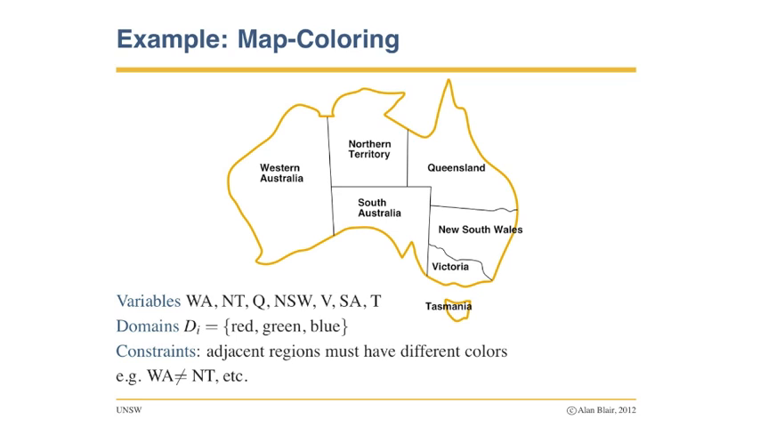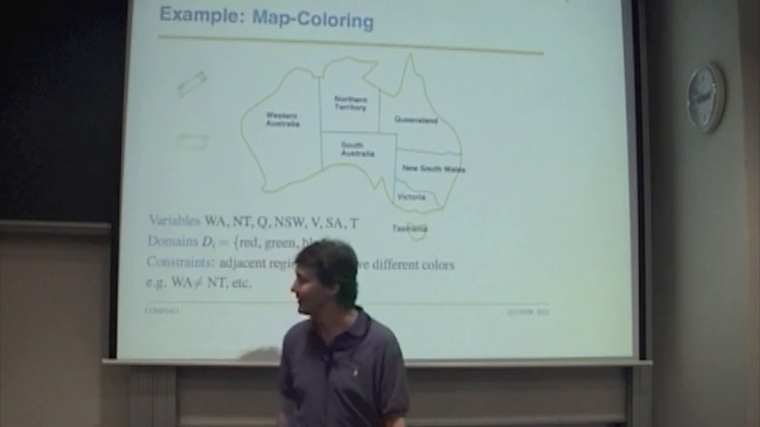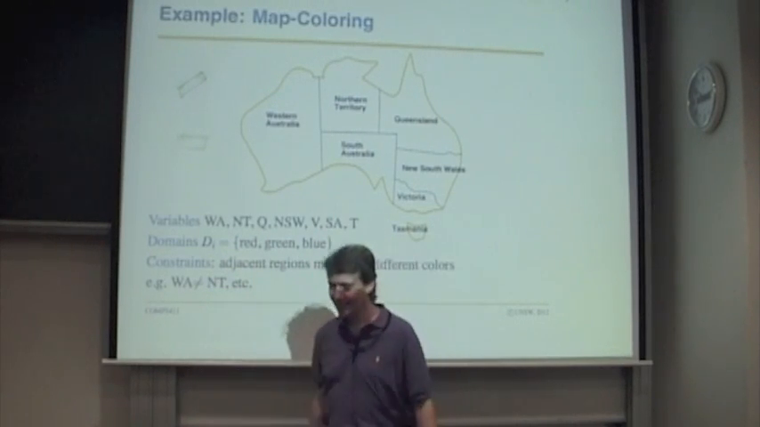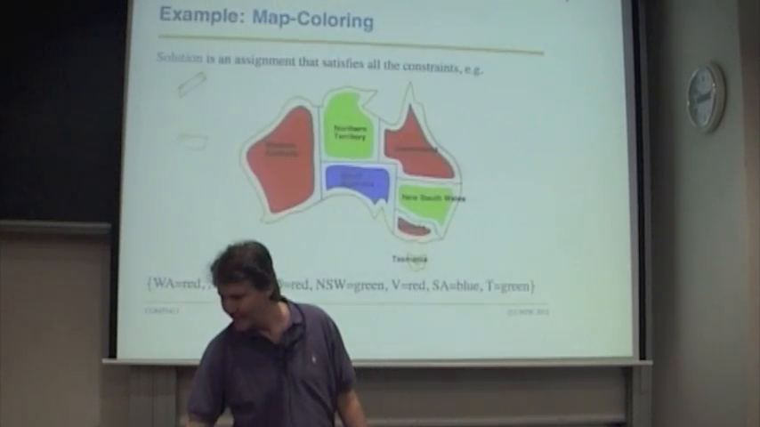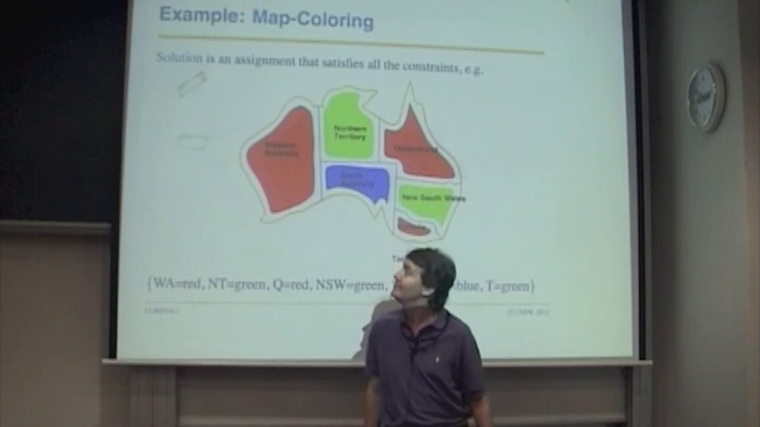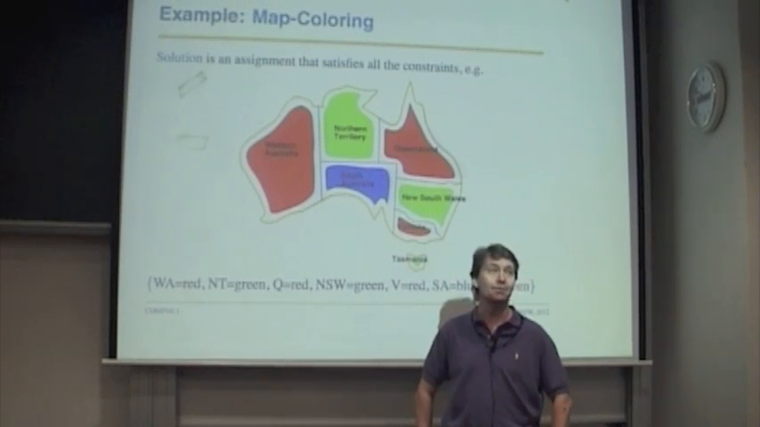So here's a simple example. We've got a map of Australia with 7 different states, and we want to colour this map with 3 colours, red, green and blue, in such a way that any 2 neighbouring regions are not allowed to have the same colour. So for example, Western Australia and the Northern Territory are not allowed to be the same colour. So here's a possible solution that doesn't violate any of the constraints.